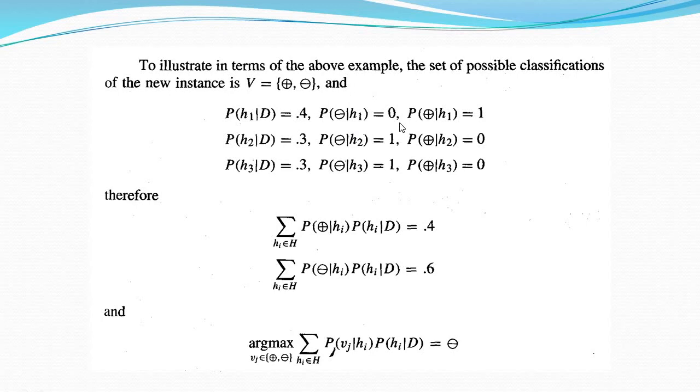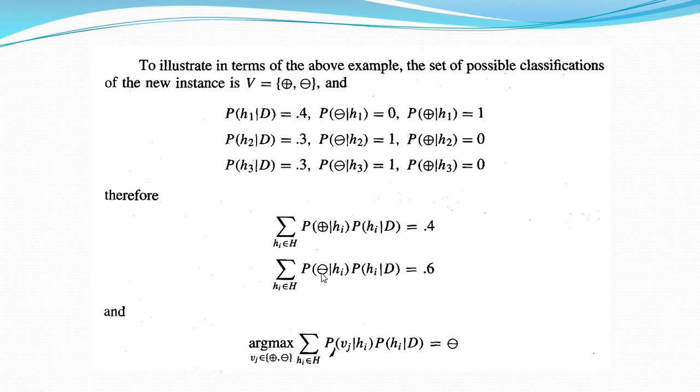For the positivity: 1 times the probability of hypothesis 1, which is 0.4, plus the probability of positivity 0 times 0.3, plus 0 times 0.3. Then we get a total of 0.4. So we are substituting these values into this formula.